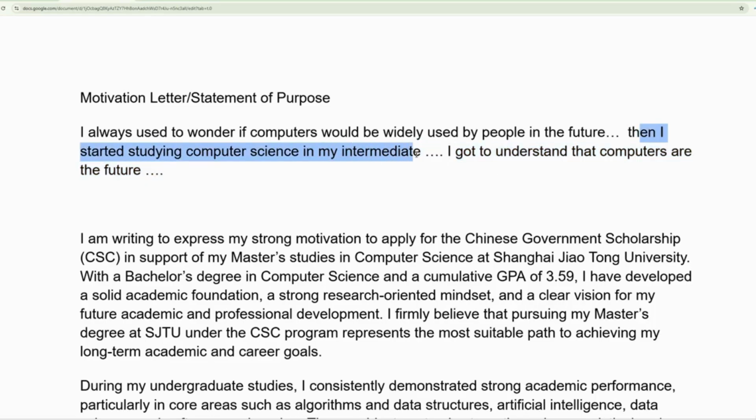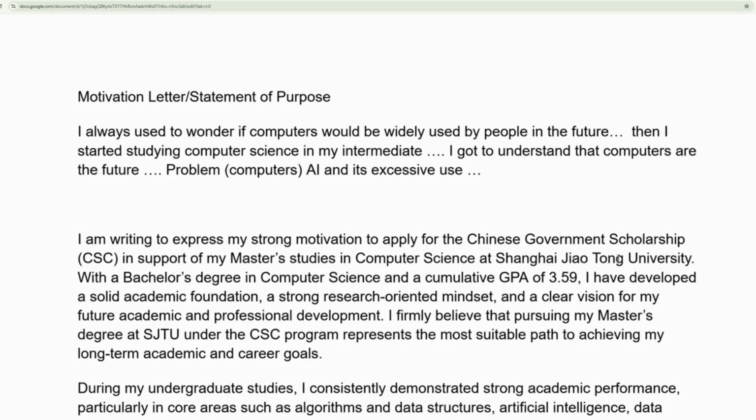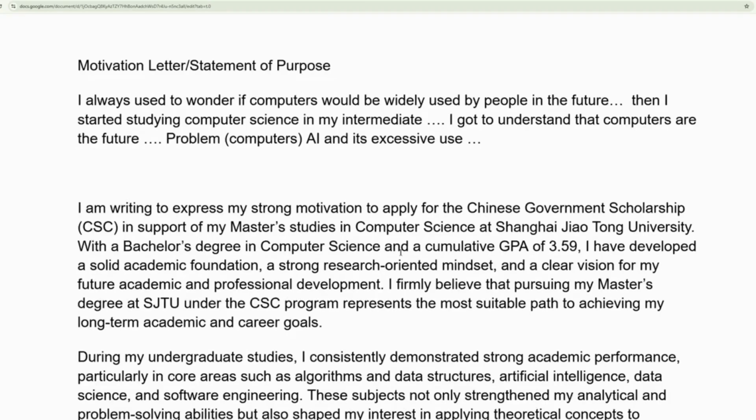And then I started studying computer science in my intermediate. Then you got to understand that computers are the future. And now here you will perhaps add some of the problem related to computers, which in our case is AI these days, and its excessive use. So how it is changing, or whatever your research area is, you relate that problem with the research you are going to do in your master's degree. This is how you will change or update the content that ChatGPT has written for you.